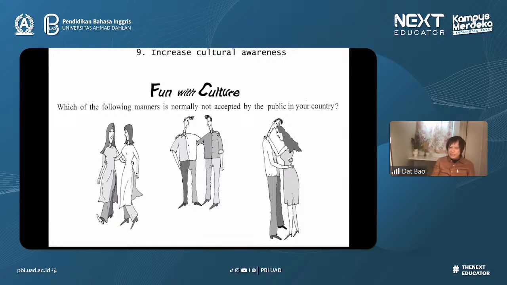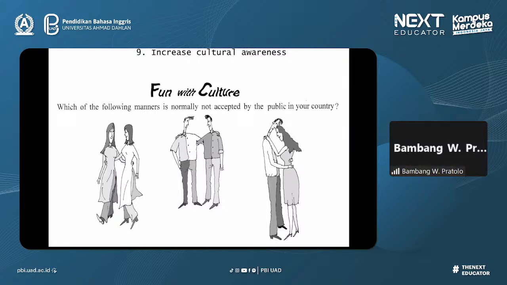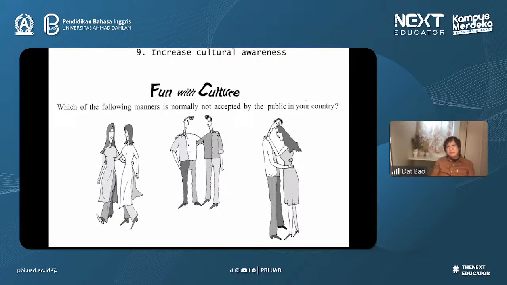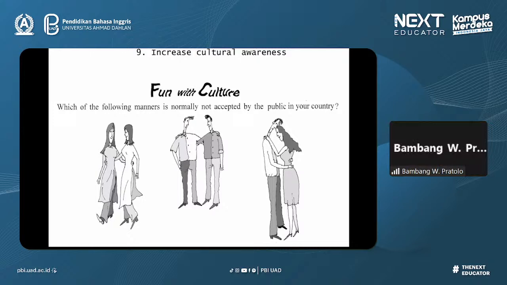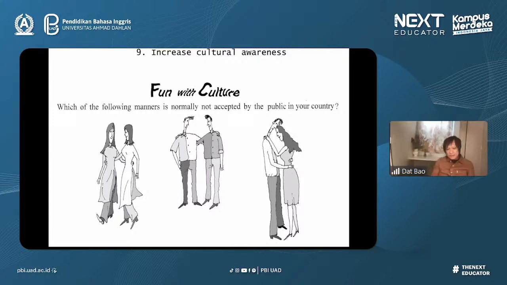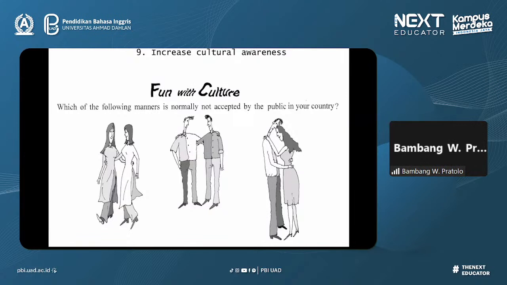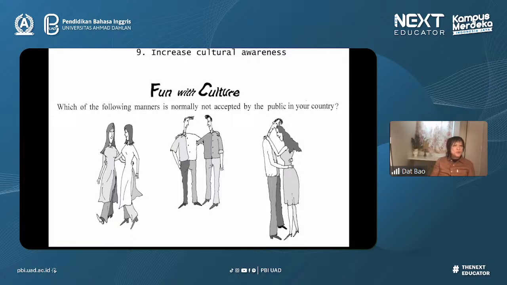Which one is not common here from these images? One, two, or three? In public, men and women are not close like this, but one and two are okay. For very close friends, the middle is all right. Like you and me. Or Bu Ani and Ika can be in the first one, very easy, but not the third one.